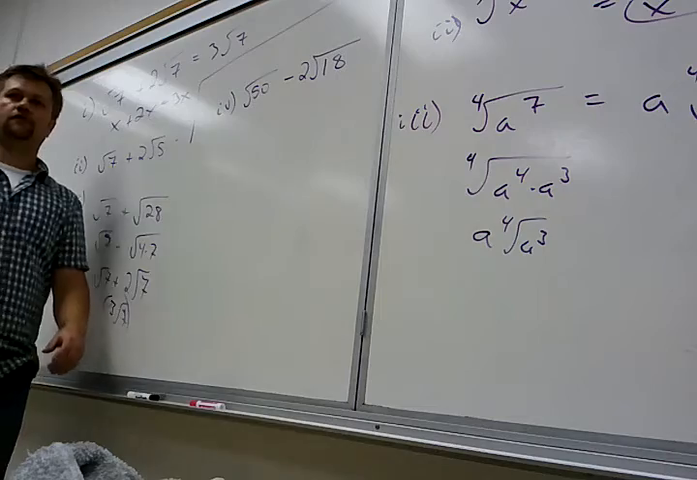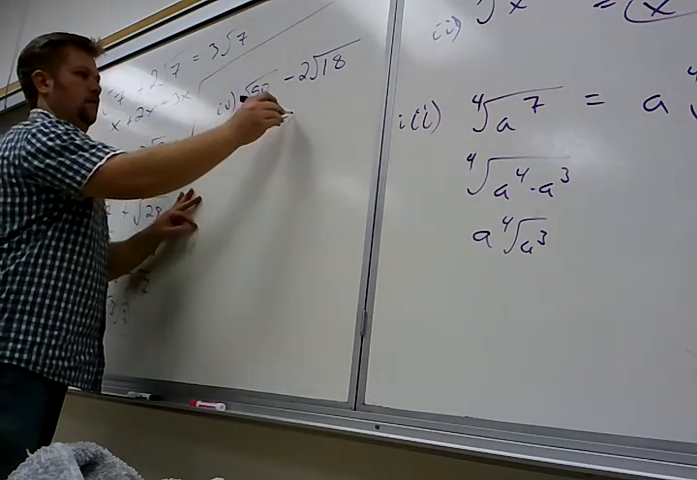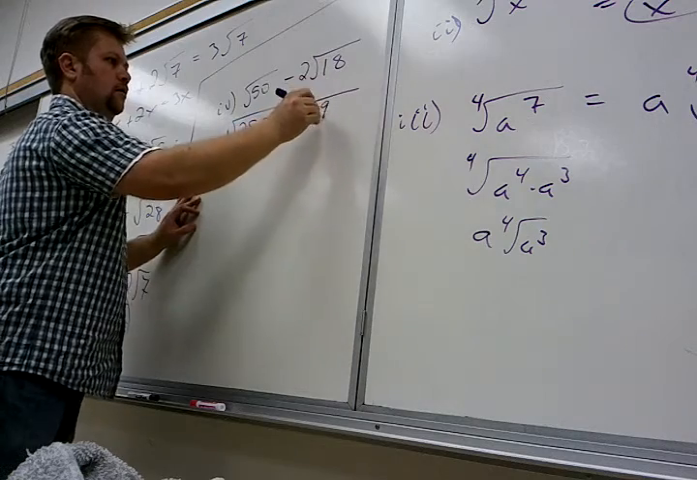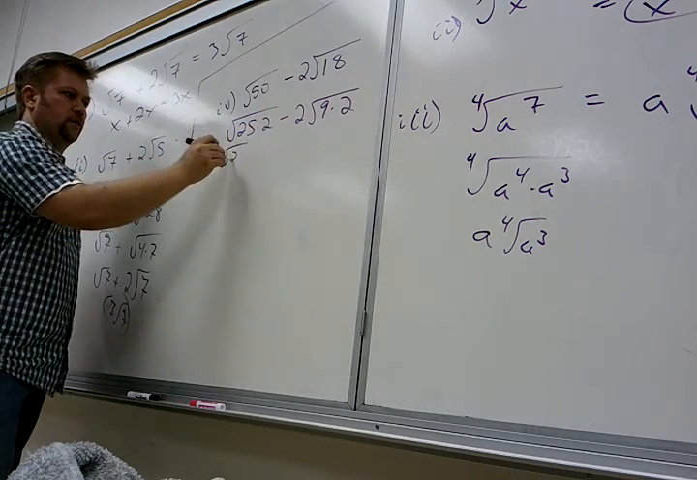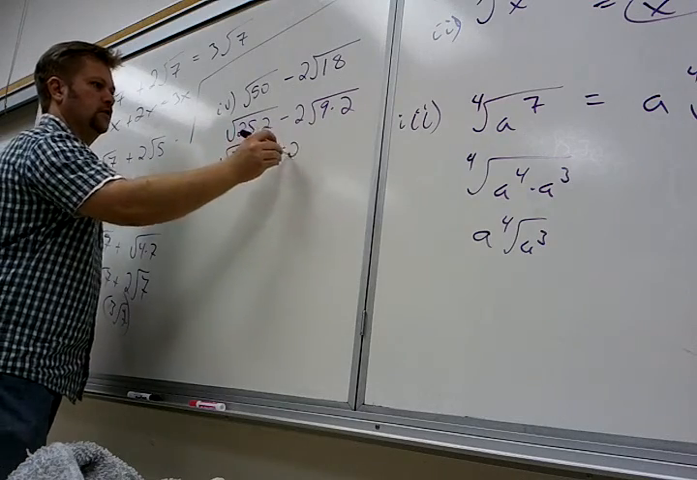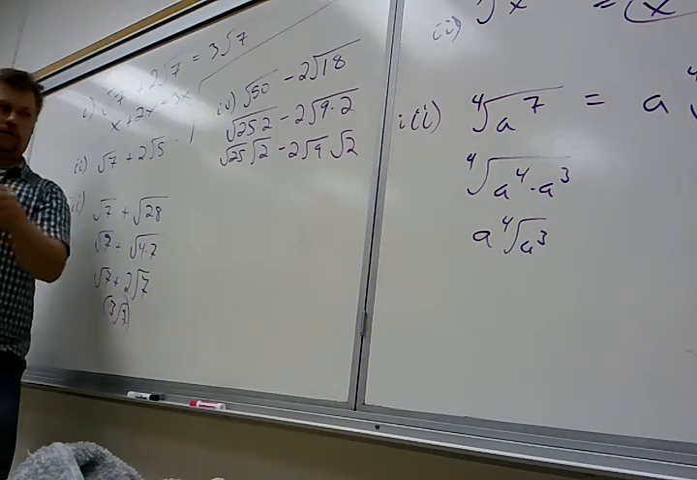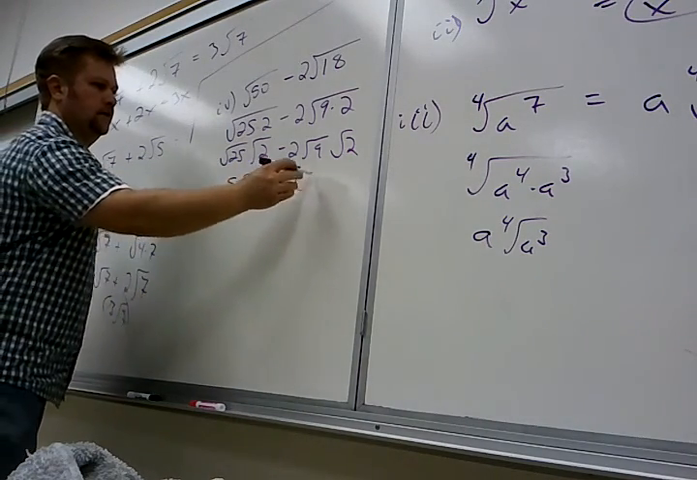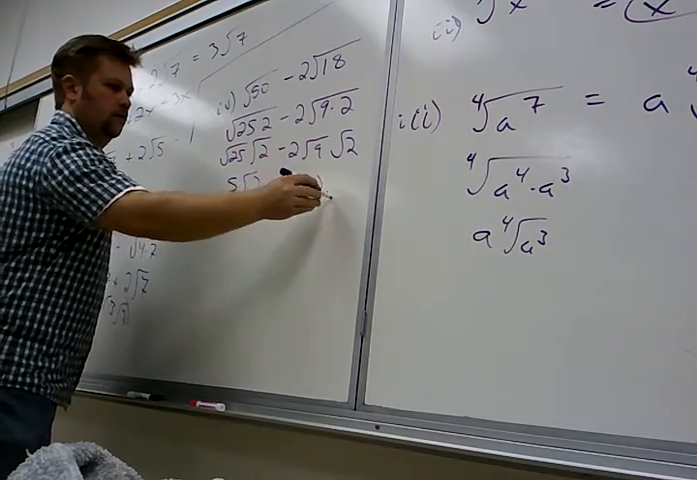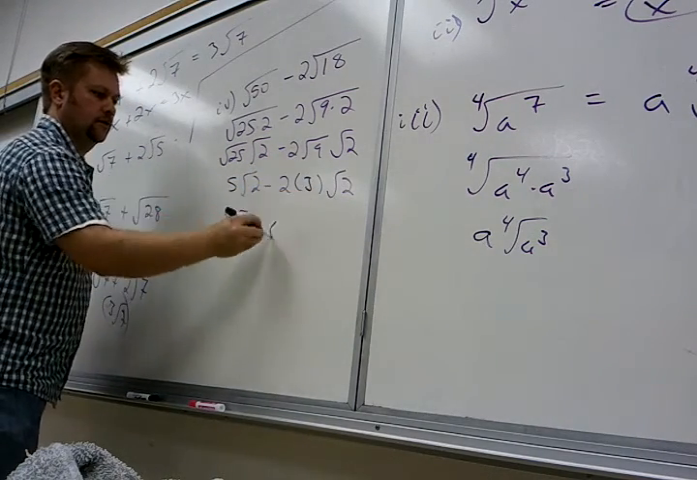So how can you break up root 50? Okay, 2 times 25. All right. And minus 2 root 18, which is 2 times 9. I like it. So, just taking this really one step at a time. This will be root 25, root 2, minus twice root 9, root 2, right? Just breaking them up. So root 25 is 5. 5 root 2 minus twice 3 root 2.